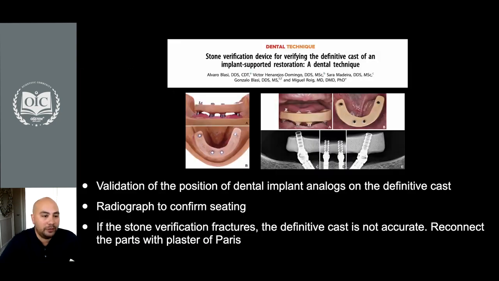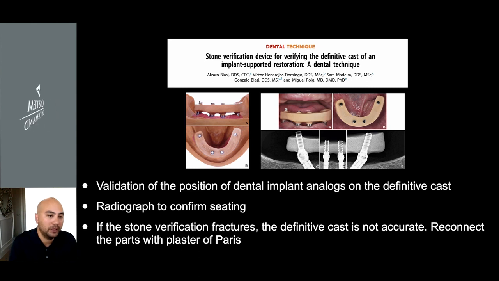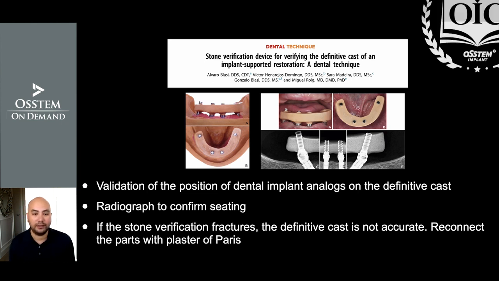A technique that has also been introduced is the stone verification device, which gives us validation of the position of the dental implant analogs on a definitive cast. We can also take an X-ray to confirm seating. If the stone verification device fractures, it means that the definitive cast the technician is working with is not accurate. So what we have to do is reconnect the parts with some plaster of Paris, and then the technician will re-pour a new definitive cast.